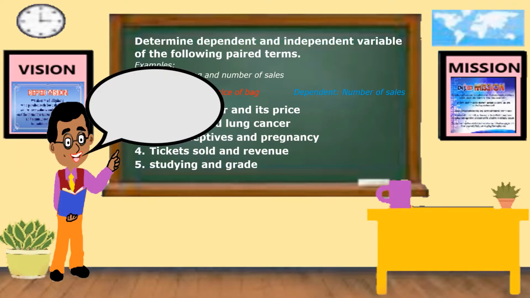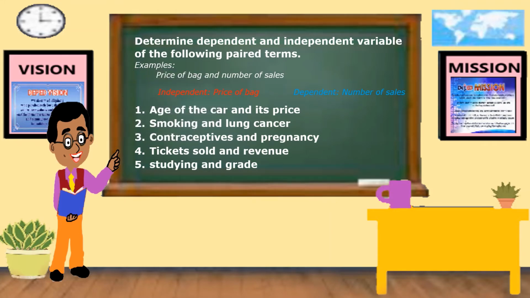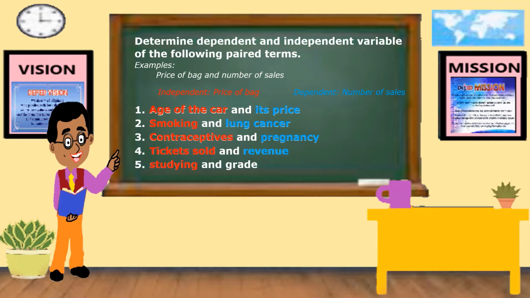Are you done answering? Let us now reveal the answers. For number 1, the independent is the age of the car and the dependent variable, its price. For number 2, the independent is smoking and the dependent is lung cancer. Number 3, the independent is contraceptives and the dependent is pregnancy. Number 4, independent is tickets sold and the dependent is revenue. Number 5, independent variable is studying and the dependent variable is grade.